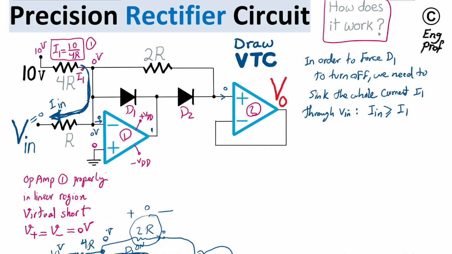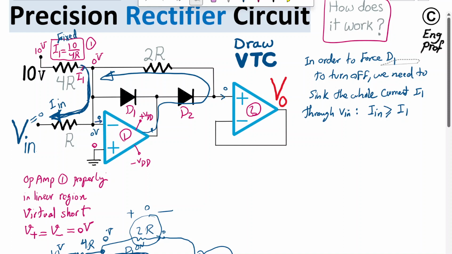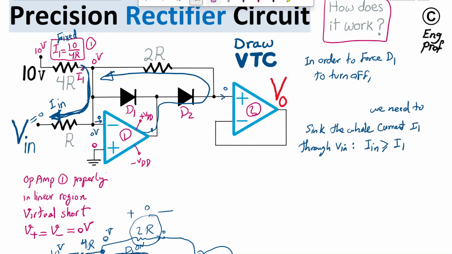It should be more, because when it is more, it means it will require more current, because I1 is fixed, because 10 volt is fixed. So if Vin becomes even more negative, the only way for additional current to come is via 2R. And that requires effectively turning on D2 so that this additional current can be provided back to Vin. So I would say, in order to turn off D1 and turn on D2, let's say we put it this way so that it's more complete. There you go. D1 to turn off, and D2 to turn on.